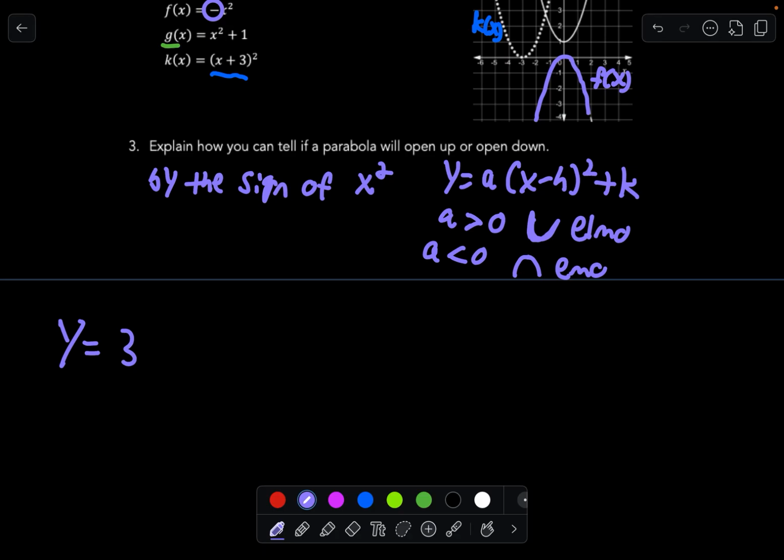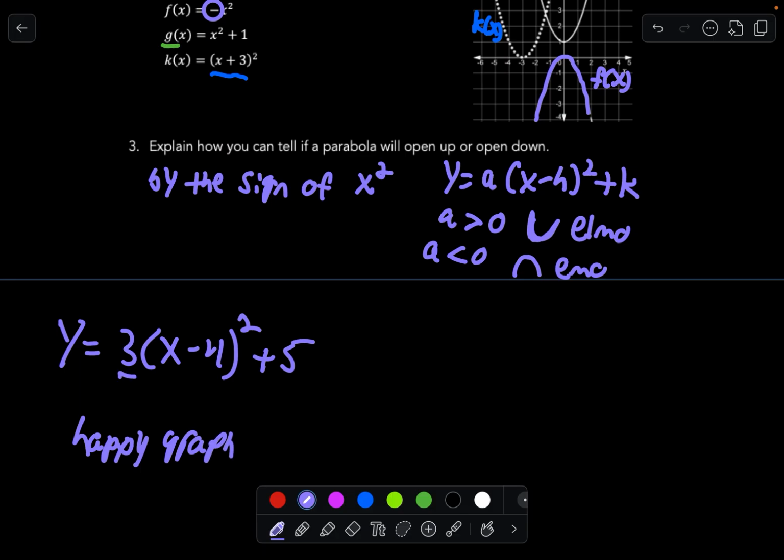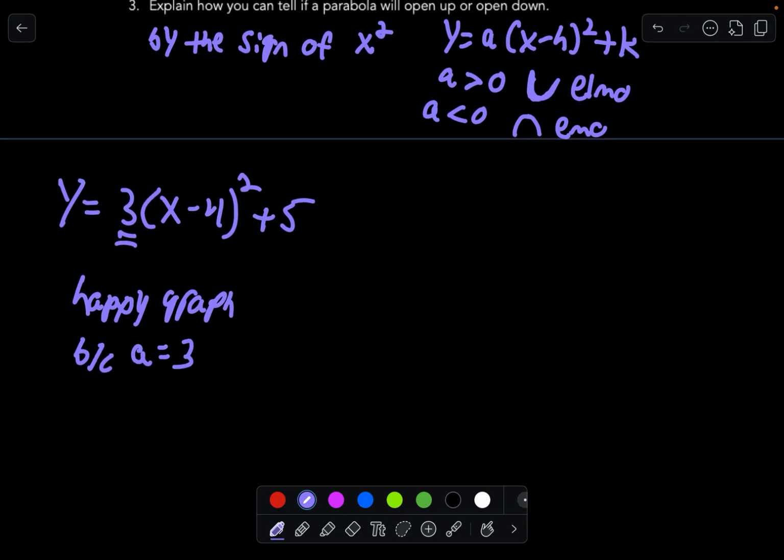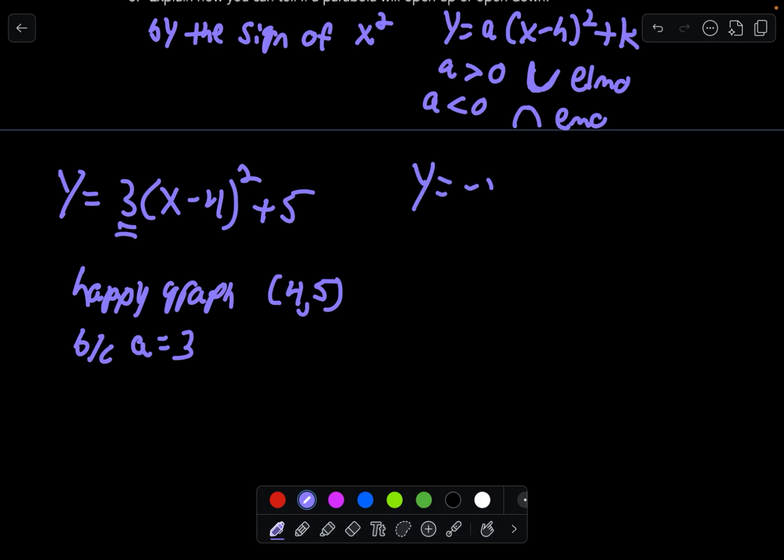It could, for example, if y equals 3 times x minus 4 squared plus 5, it's a happy graph because a, which is the number in front of the squared term, is positive. Happy graph because a equals 3, which is positive. And you also know where the vertex is. The vertex is at 4, 5. That's enough to be able to graph the graph. If it was y equals negative 2 times x plus 1 squared minus 3, this is a sad graph.